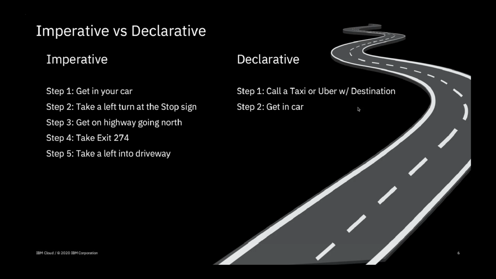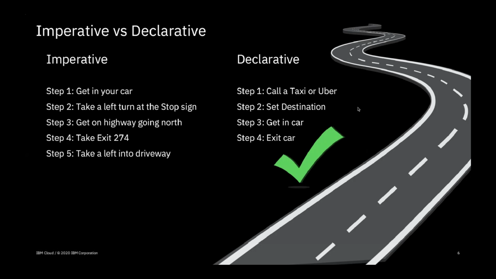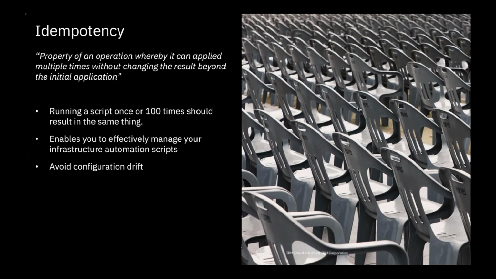But this actually brings us to the next property of Terraform, and that's idempotency. And that's the property of an operation, generally in computer science or mathematics, where you can apply it multiple times without changing beyond the initial application of that execution. Let's dumb that down a little bit. Basically, you run the same Terraform script 100 times or once, it should result in the same thing. Granted, no changes have happened in the infrastructure or platform.